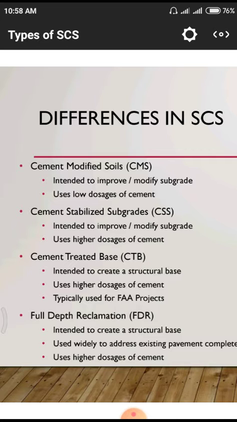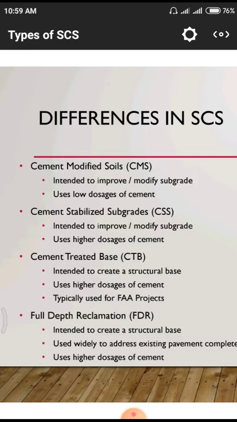First one is the cement modified soils. In the cement modified soils, we intend to improve or modify subgrade. Only the grade is simply changing by inducing these cement modified soils. It uses low dosages of cement, only a slight percentage. If it is 100%, we have to go for 5 to 10% utilization of the cement. Next one is cement stabilized subgrades, CSS, intended to improve or modify subgrade.